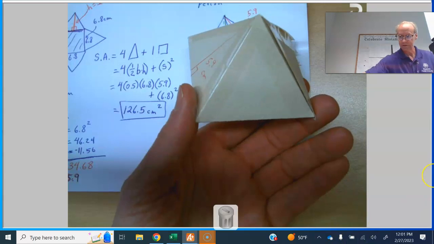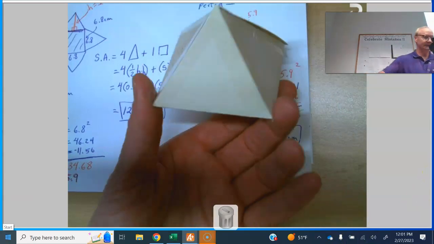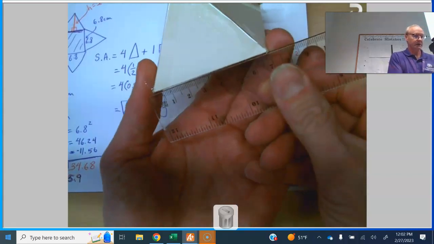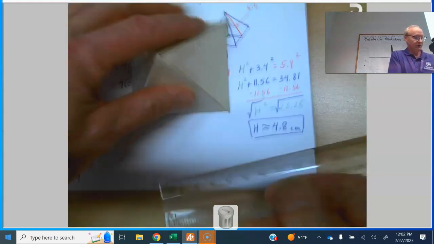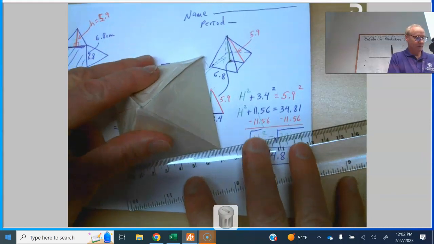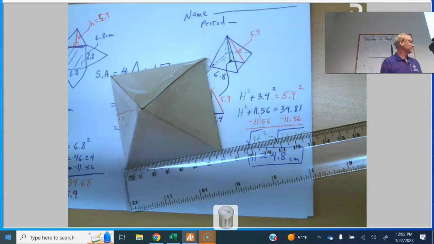let's see if I can get a hold of a ruler here. I'm going to show you that it is actually the size that I'm showing you. This is actually 6.8 centimeters right here. Can you all see it? I don't know if you can see this. Let me put it down here so you can see it better. Can everybody see it? 6.8 centimeters?